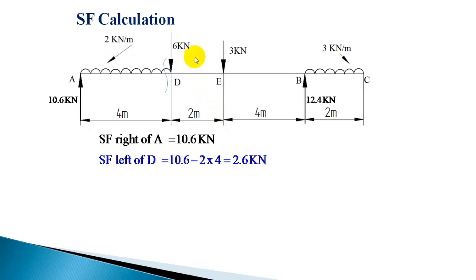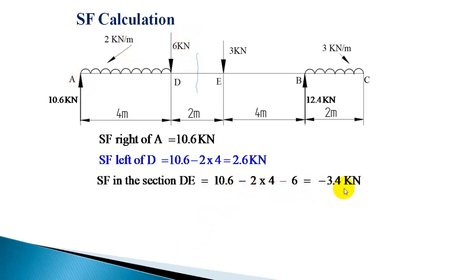Now next section is DE. So here only point loads are acting. So you have to calculate anywhere in the section DE. It's going to be constant. The shear force is going to be constant. So anywhere you can calculate. So let us take a section, sum of the forces. Okay, sum of these shear forces. 10.6 minus 8 minus 6, that will be the shear force in the section DE. So section DE you can take 10.6 minus 8 minus 6. So 10.6 minus 8 minus 6, so it will give minus 3.4.